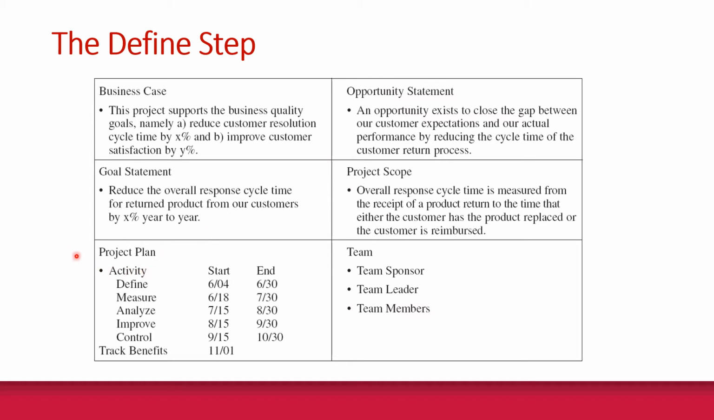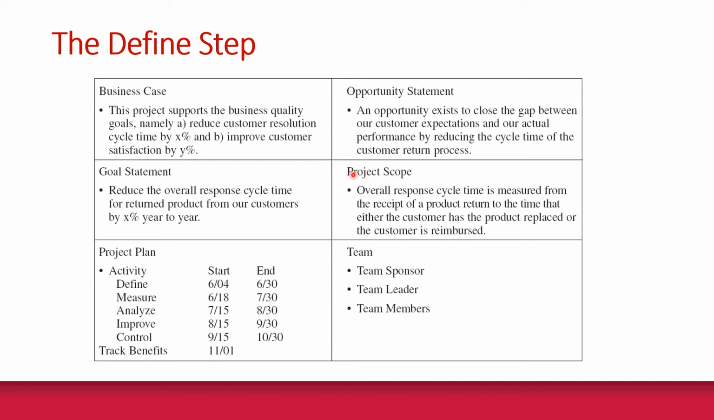We come up with the plan for the project. We come up with a timeline of when the steps are going to start and when they're going to end for each of the steps of the DMAIC. We come up with what's known as an opportunity statement. In this example, let's say it's an opportunity that exists to close the gap between our customer expectations and our actual performance by reducing the cycle time of the customer return process.